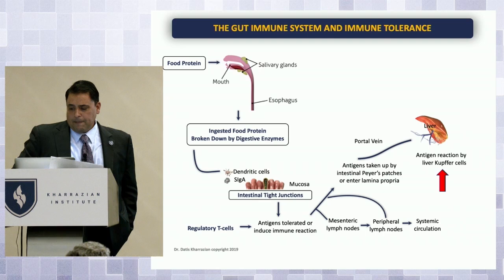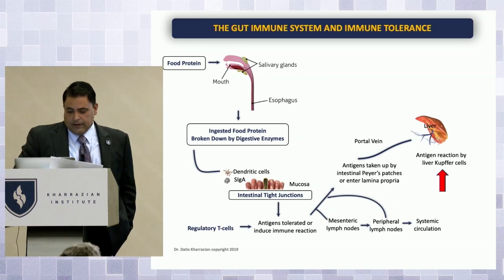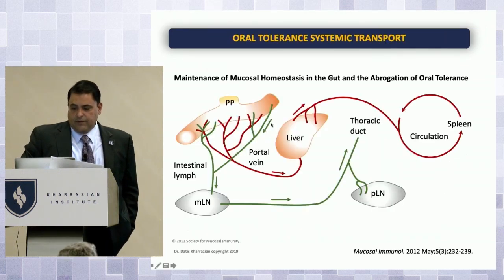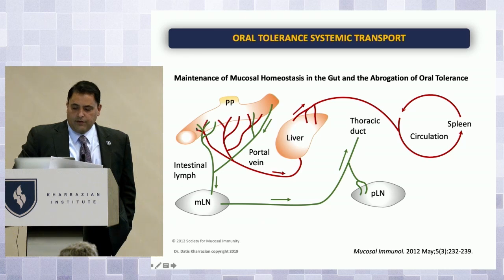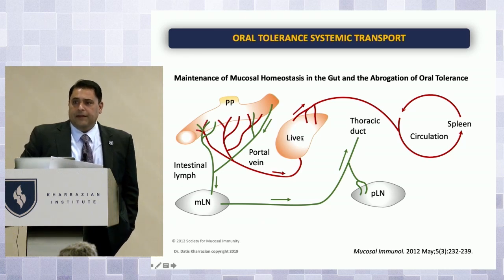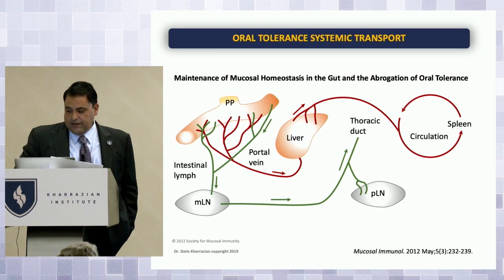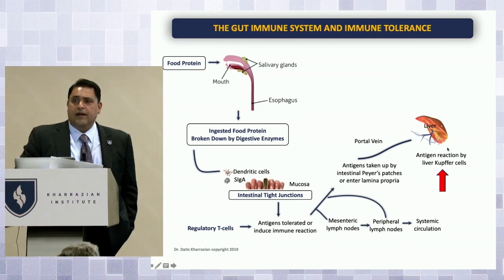Okay? And then food particles that get ingested end up getting into the hepatic circulation as well. And here you can see, for example, the portal vein goes right from the gut right into the liver. And within the liver, you have cells called antigen-presenting cells. And antigen-presenting cells will then have a response and create an inflammatory reaction or not.